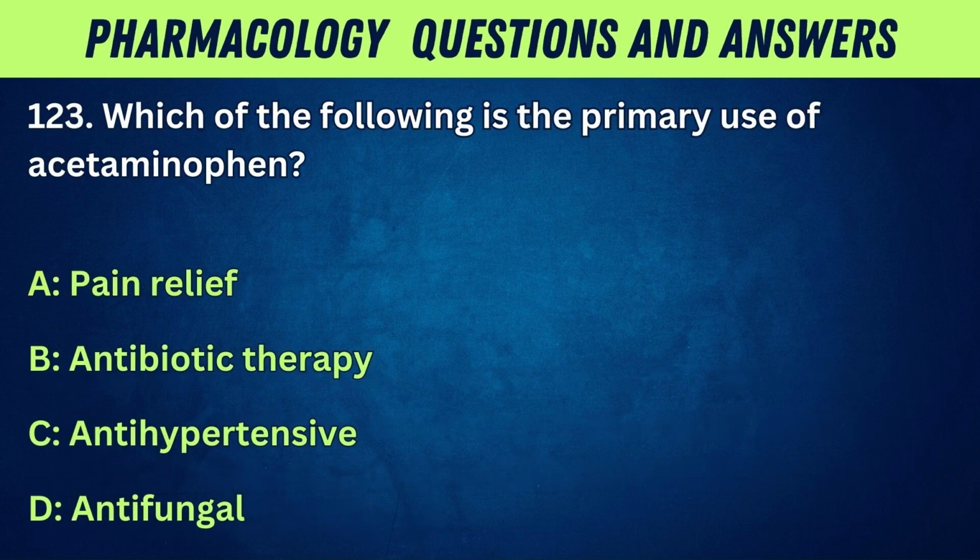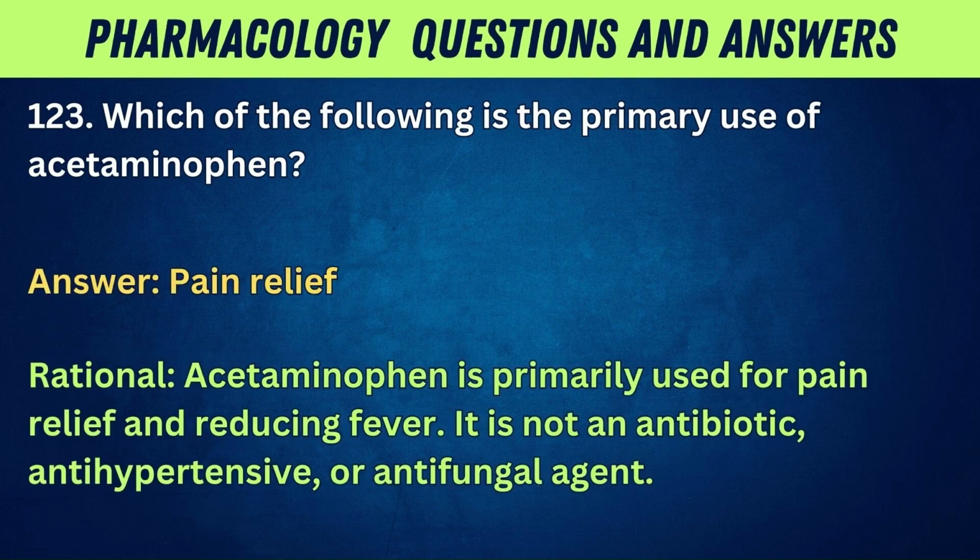123. Which of the following is the primary use of acetaminophen? A. Pain relief. B. Antibiotic therapy. C. Antihypertensive. D. Antifungal. Answer: pain relief. Rationale: Acetaminophen is primarily used for pain relief and reducing fever. It is not an antibiotic, antihypertensive, or antifungal agent.